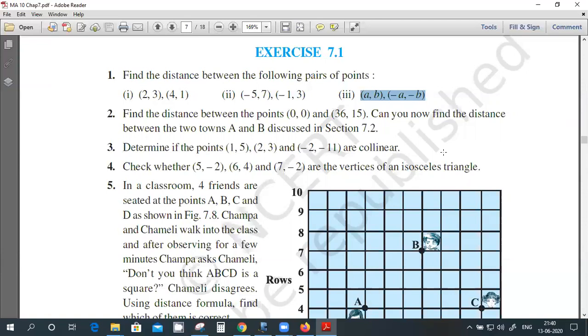Sir, are you sharing the screen? I can see the NCERT book. Yeah, I'm sharing only. Okay, NCERT book.